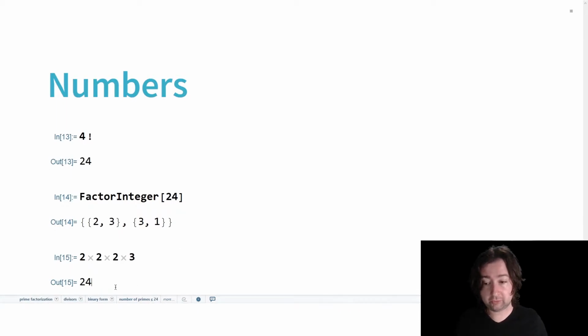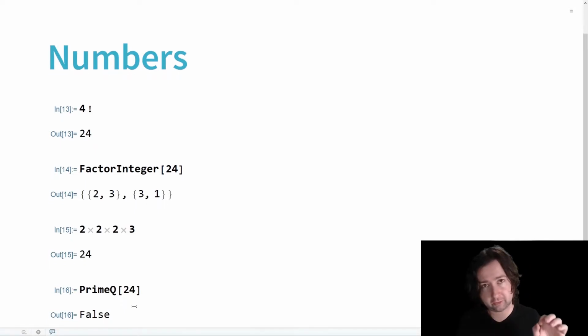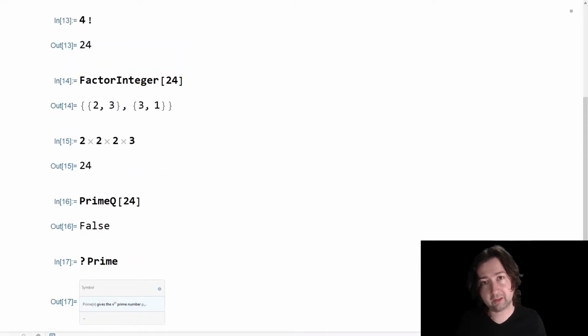Now, I already showed you the test to see if a number is prime or not. That's PrimeQ. So is 24 prime? Clearly not, so we get False as expected. Because prime numbers are so important in so many areas of mathematics, Mathematica has a built-in command for producing the prime numbers. So if you use the command Prime and you look at what it says, well, the Prime command is telling you what the nth prime number is. It's a function. You can call it.